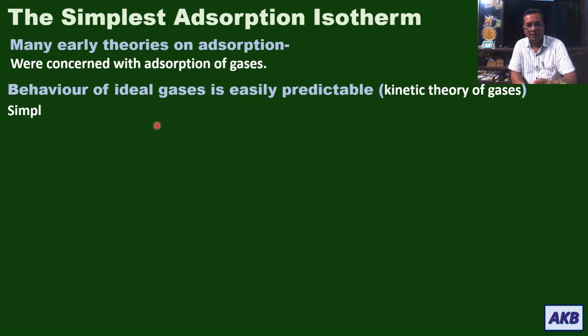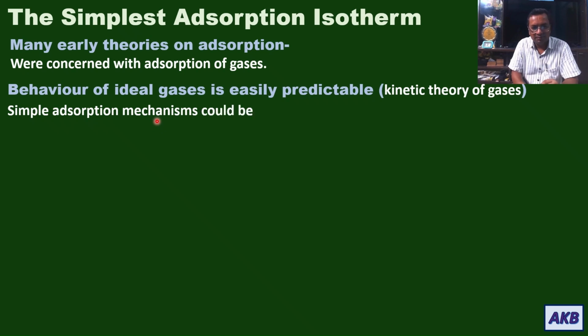This is one thing. So you can have simple adsorption mechanisms that you can postulate to tell how adsorption of gases occurs, because you have the theory, kinetic theory of gases, and with the help of this theory, you can predict the behavior, and therefore you can postulate how adsorption may take place. So with the help of kinetic theory of gases, you can postulate simple adsorption mechanisms.